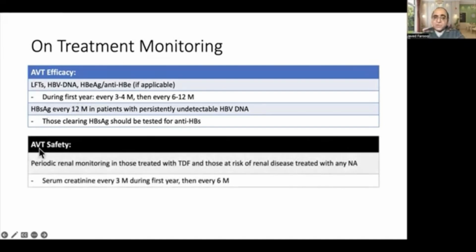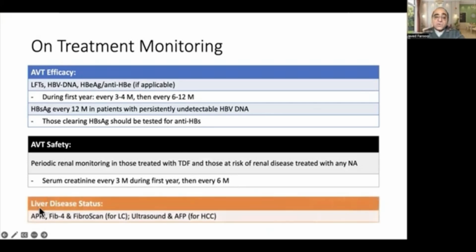There is monitoring for antiviral safety as well, because this is a lifelong treatment, so the safety concerns are there. Periodic renal monitoring is important in those treated with TDF and those at risk of renal disease treated with any nucleoside drugs. We do this by serum creatinine every 3 months during the first year, and then every 6 months from the second year onwards.